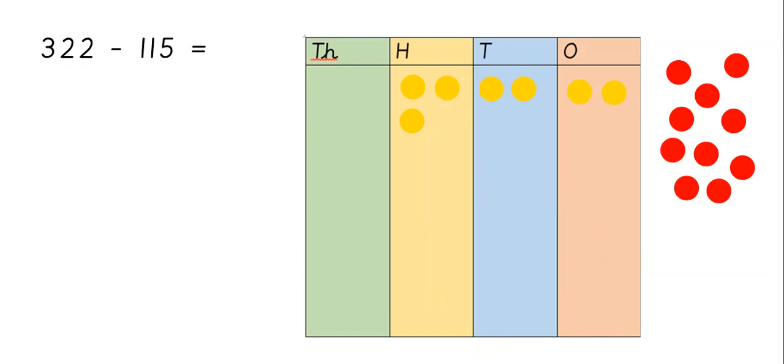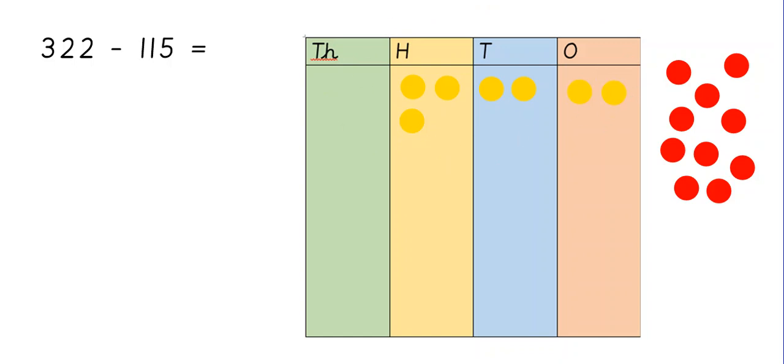Okay, have a go at this one on your own. Let's just double check that our place value is correct first. So we've got 322. So we've got 3 hundreds. 1, 2, 3. Yep. We've got 2 tens. 1, 2. And we've got 2 ones. 1, 2. Fantastic.